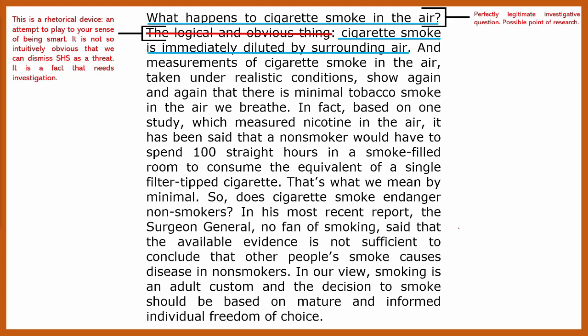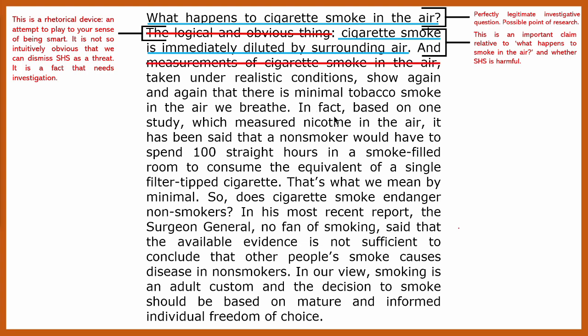This next bit here, then, cigarette smoke is immediately diluted by surrounding air. This is an important claim relative to the question what happens to smoke in the air and whether secondhand smoke is harmful. And so we can keep it. It's a proposition. It seems to be a fact. Now, whether it's true or not is another story. I'm not saying it's true. I'm not saying it's false, but we can call it, at least tentatively, a fact. It's the type of sentence that's either true or false. And if it is true, it says something important about what happens to cigarette smoke in the air. And so we can keep that. So we just underline it in blue here.